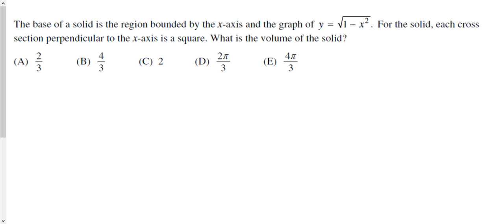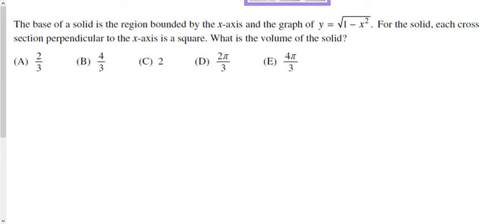All right, how about this right here? This is off of a previous year's AP exam. It was one of the multiple choice questions. It was on both tests, the Calc 1 and the Calc 2, and it was a without calculator question. The base of a solid is the region bounded by the x-axis and the graph of y equals the square root of 1 minus x squared. For the solid, each cross-section perpendicular to the x-axis is a square. We want to find the volume of the solid.